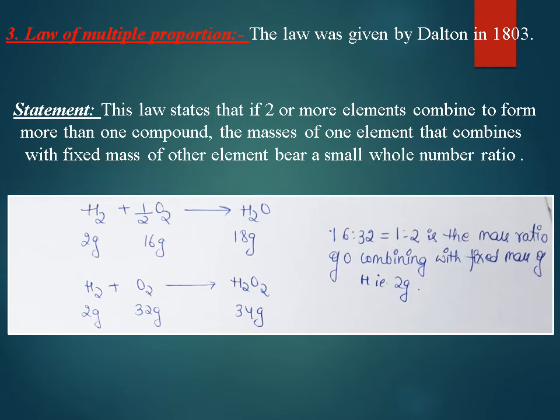So, the products that you are getting, which will be more than one, will only be possible when the elements that are combining, in which one of the elements' mass is fixed and the other is varying, and the element's mass which is varying bears a simple whole number ratio. So, this is the law of multiple proportion given by Dalton.